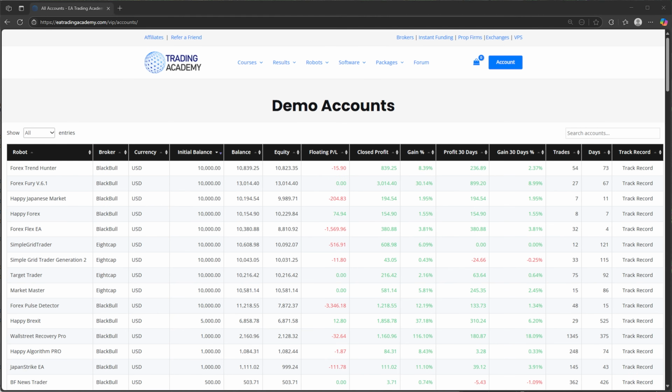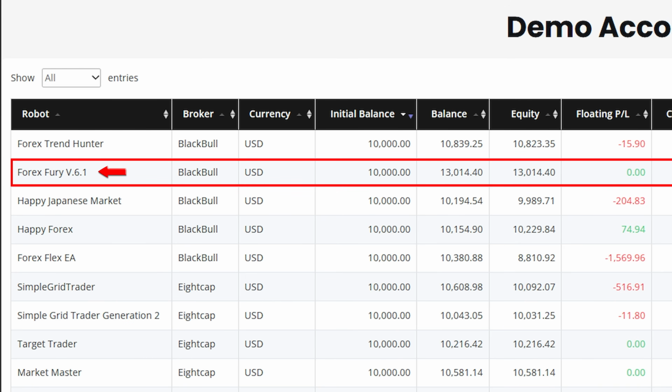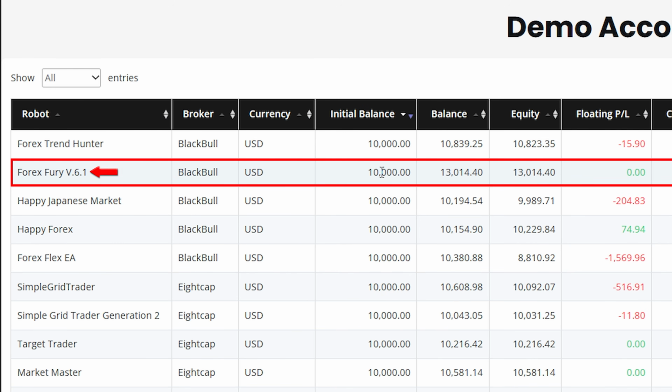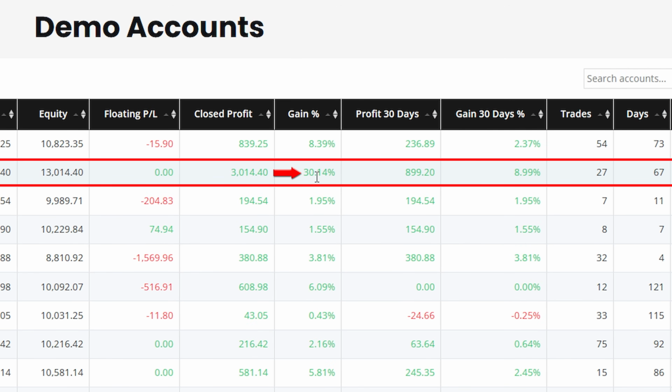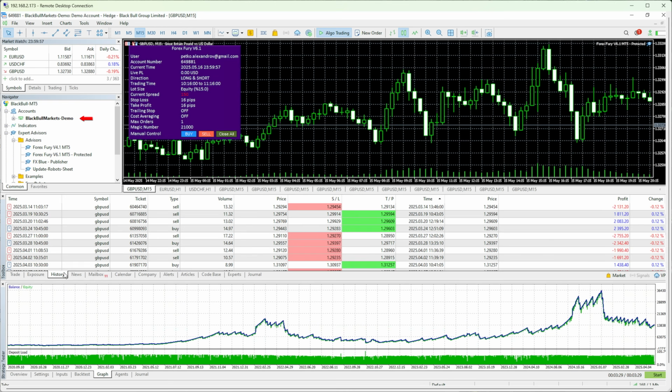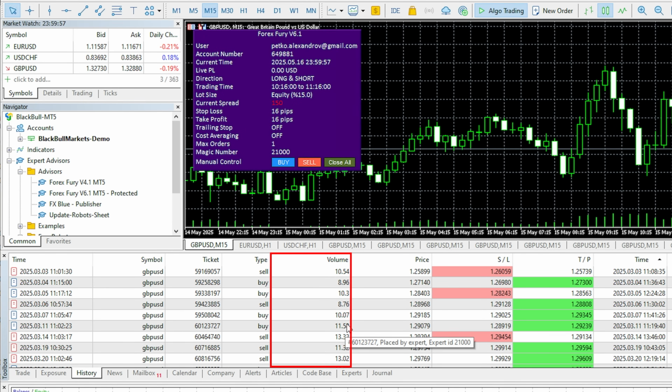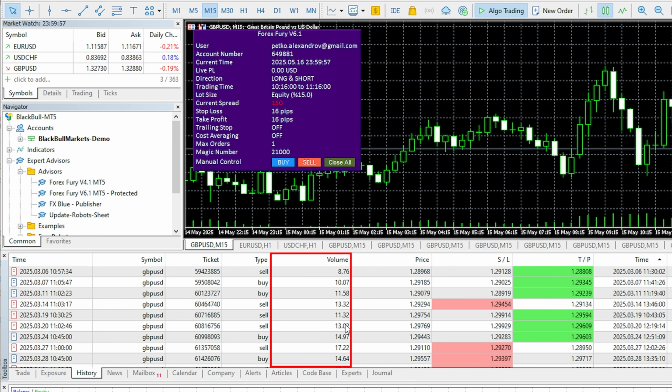The first account I'll be starting with is with the Forex Fury. And if you're a VIP member, you would have access to all of our demo accounts, but the Forex Fury made above 30% in the demo account, and that's for a little bit over 2 months, and it made nearly 9% in the last 30 days alone. And here it is in our demo account, where you can see that it is trading many lots in every single position.